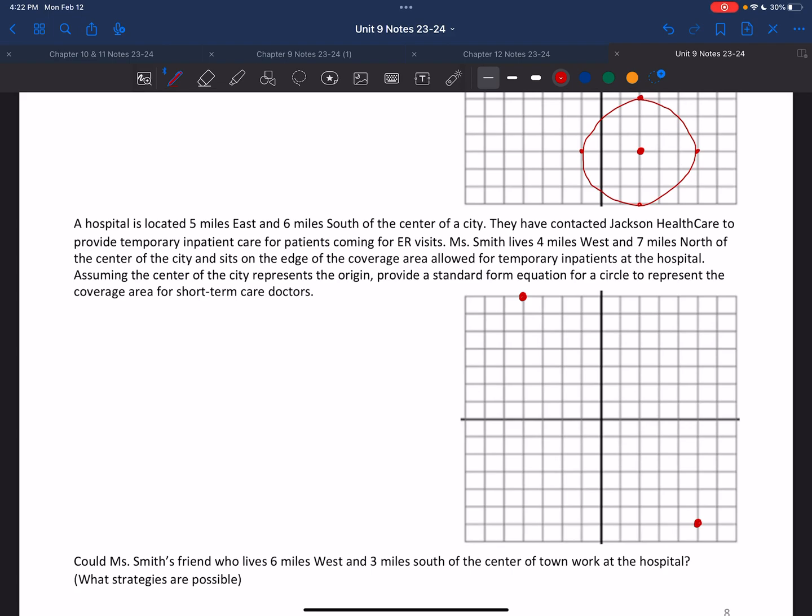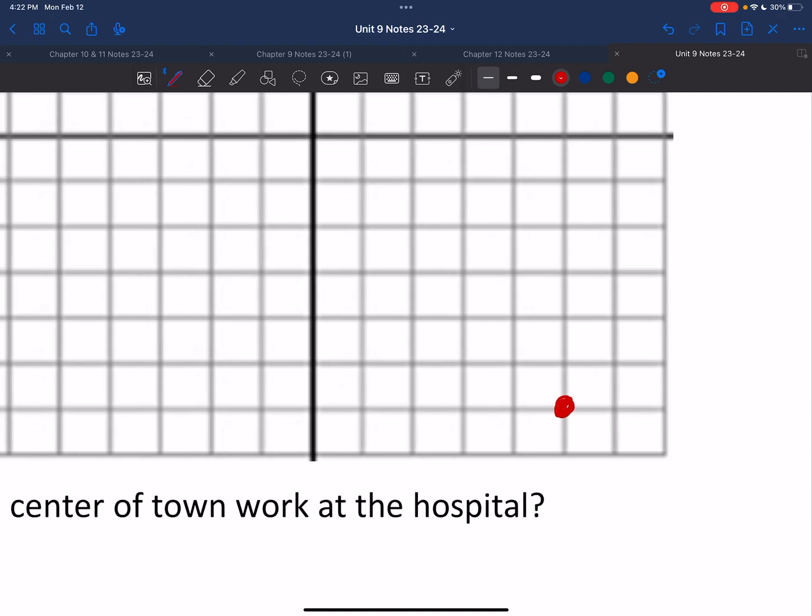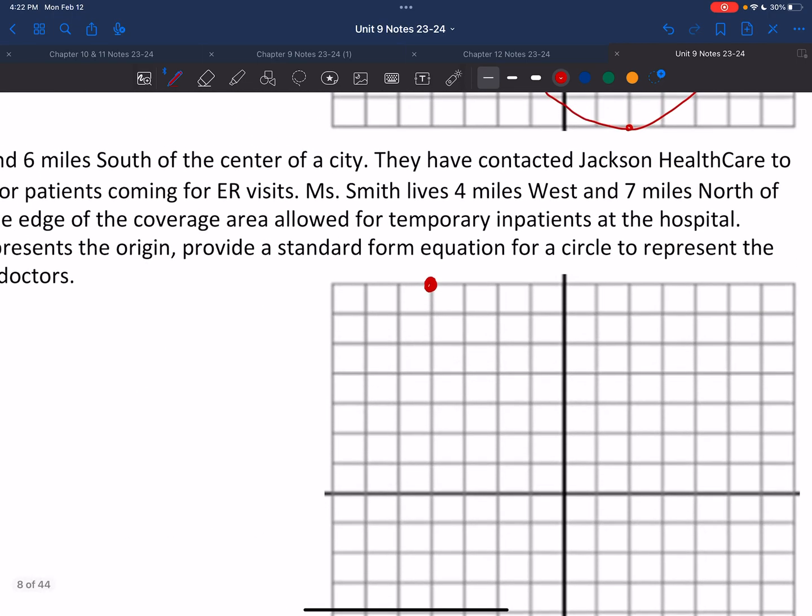So I've already gone ahead and labeled these. So this here in the bottom right hand corner, this is our hospital, right? And then it's telling us that Miss Smith lives here.